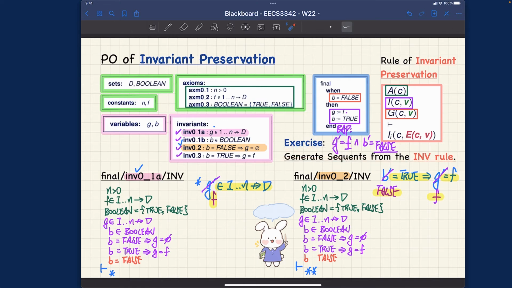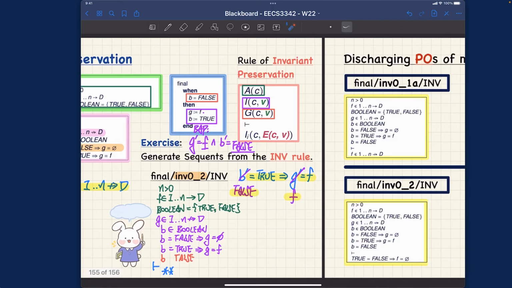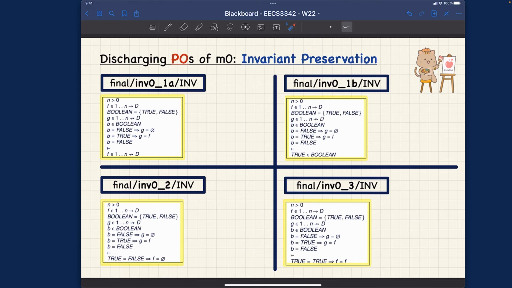Let's now try to prove these two sequents. I'm just going to prove this one over here and also this one over here. So these are the two we formulated, and these two over here will be your exercises. Okay, let's see the first one. Unlike the case for invariant establishment, in which case we may not need any of the hypotheses, for this one I think we'll need them, because we simply say F is a member of this. But the problem is we don't know what exactly F is, so we might need to use some of the hypotheses, right?